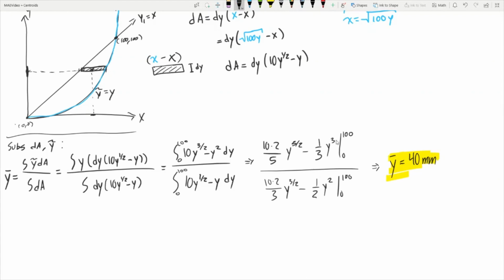So what that means now is that our x bar is 50 millimeters, y bar is 40 millimeters. So this right here is our final answer for the x bar and y bar for the problem.